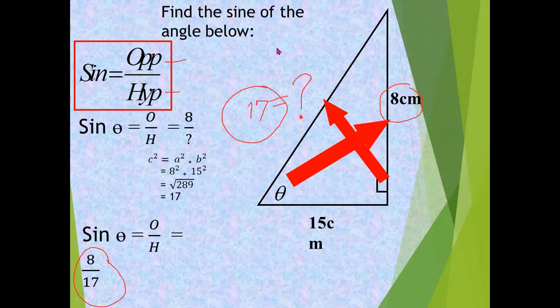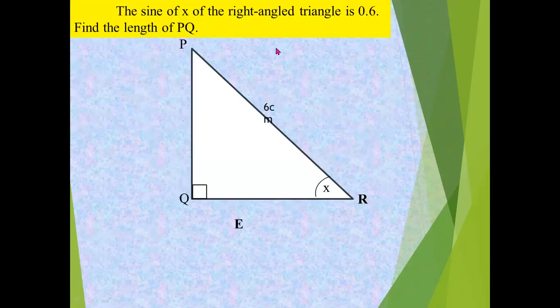Next, we can also find the length of an unknown side applying the sine function. Example: the sine of x of a right triangle is 0.6. Find the length of PQ. If you look at this triangle, PQ is this side. PR is 6 cm, and we have this adjacent side with respect to the given angle. So therefore, sine theta equals PQ over PR, opposite over hypotenuse.